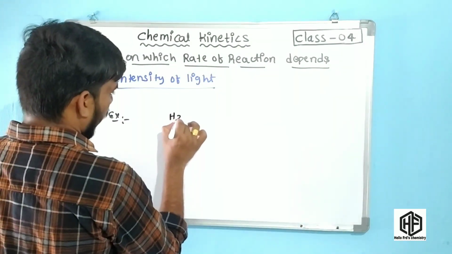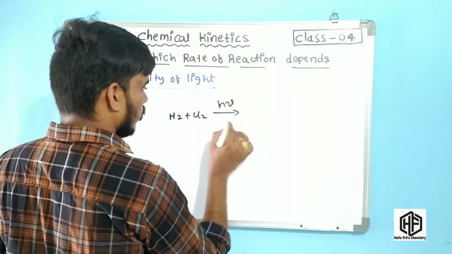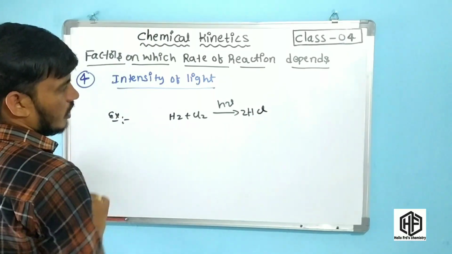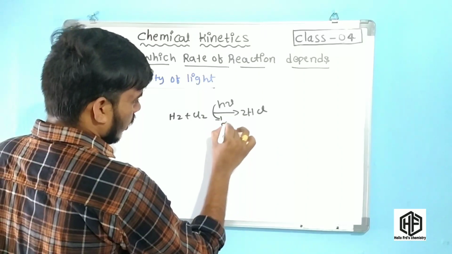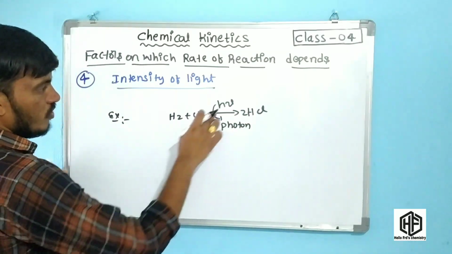The example is H2 plus Cl2, which in the presence of h nu forms 2HCl. Friends, this is the photochemical reaction. Now h nu is the photon of this light.